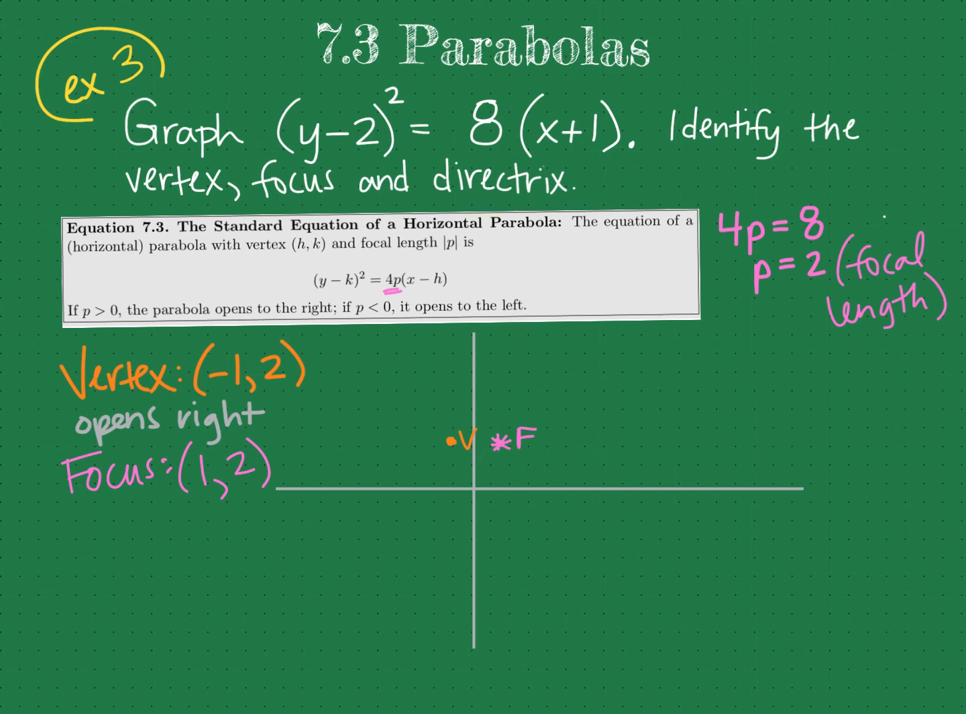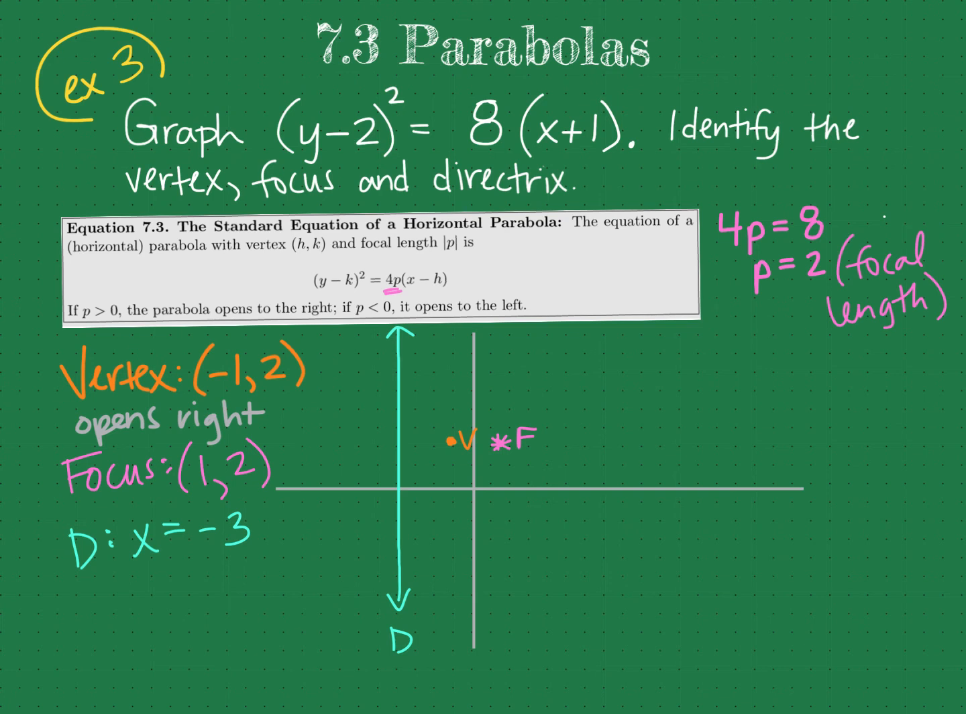In a similar way, our directrix is 2 units to the left of the vertex. In this case, our directrix is going to be a vertical line because we have a horizontal parabola. And so our directrix, since it's a vertical line, is of the form x equals, and we are at x equals negative 3, since we're 2 units to the left of the vertex, which has an x-coordinate of negative 1. So our directrix is the vertical line with the equation x equals negative 3.